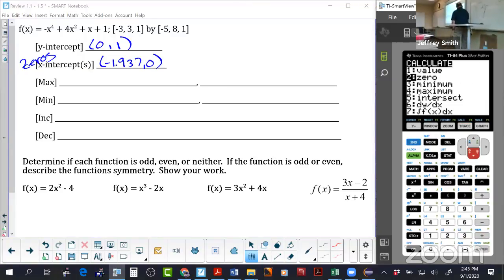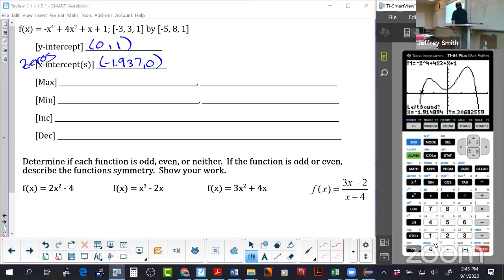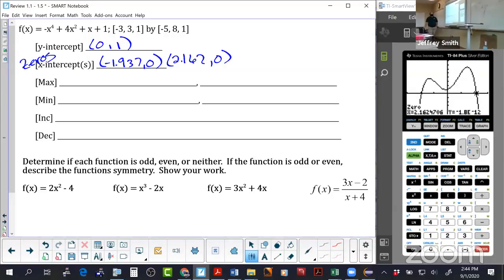Calculate a 0. I can go to 1, arrow over. Oh, no, that's a maximum. I can still do this. I should have hit 2 instead of 1. That'll work. 2.1620. There's a rounding error on my calculator. For that y value, that's really 0. It's 0.0000000000001. That's 0.